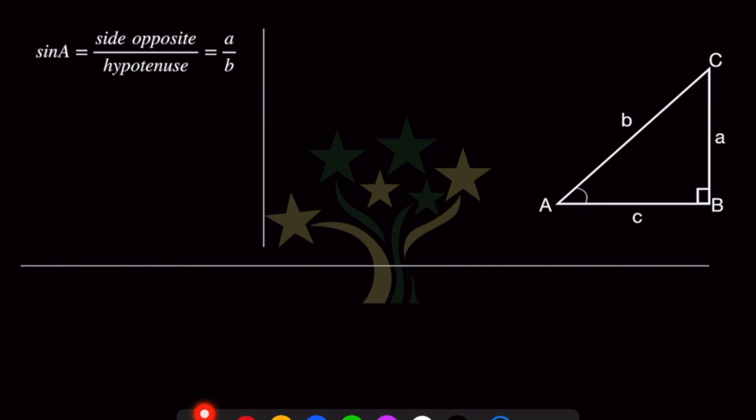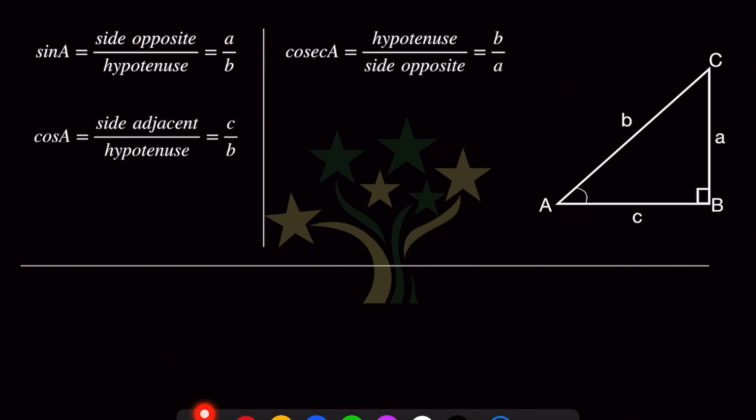Sine A. Sine A is given by side opposite by hypotenuse. So for angle A, the side opposite is small a, and the hypotenuse is B. So this is the formula for sine A. Now what if we inverse sine A, that is hypotenuse by opposite? We get cosec A. Now cos A is given by side adjacent by hypotenuse. So what is the side adjacent? The side adjacent is C, divided by hypotenuse. So C by B is cos A. Now what is the inverse of this? This is sec A, which is hypotenuse by side adjacent, that is B by C.